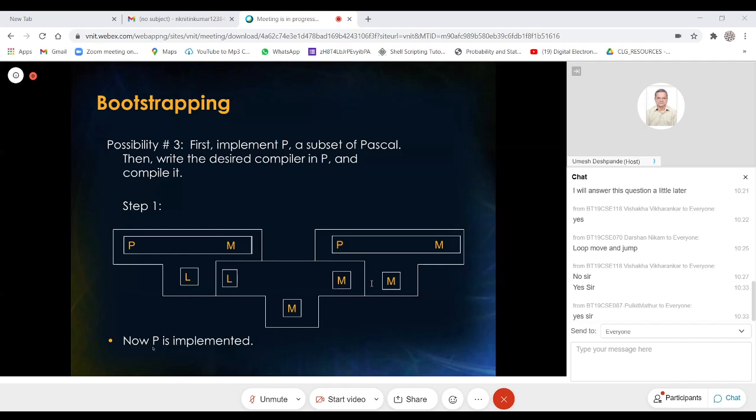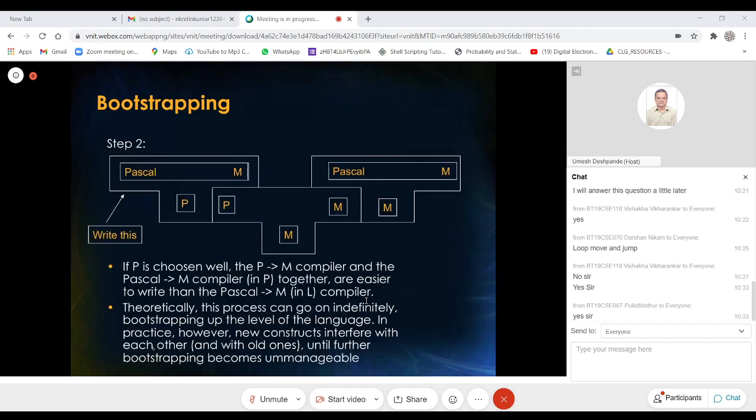Well, we can keep on having more and more expressive subsets of Pascal. So from P dash, we go to P double dash, which is a superset of P dash, then P double dash to P triple dash, until we reach this entire facility of Pascal. And that is what is shown here. Okay, so suppose I am now able to write this translator from Pascal to M, but written in P.